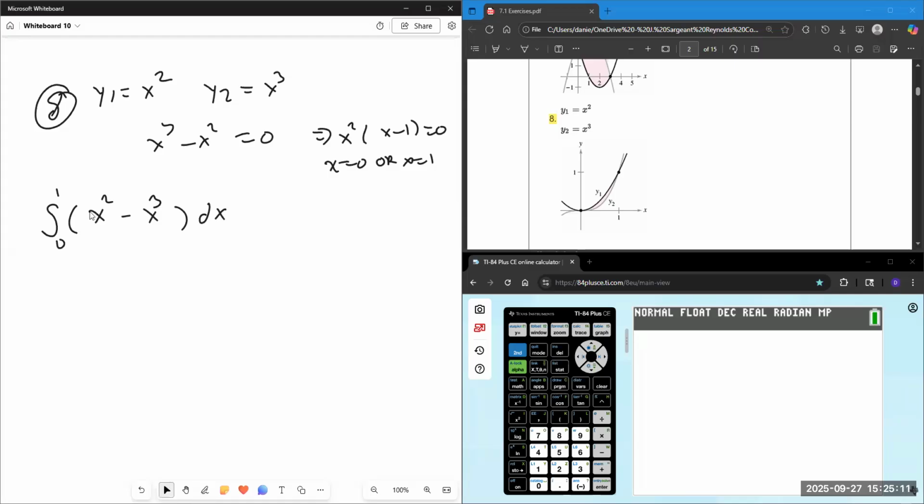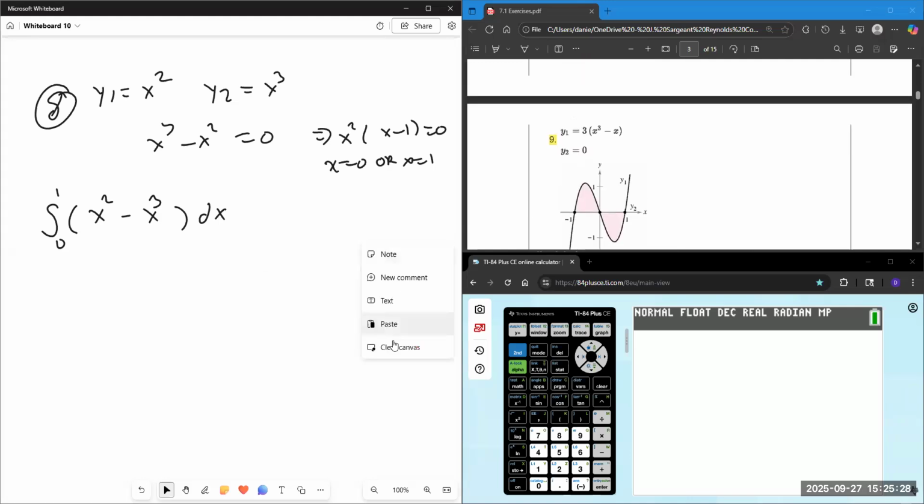You can also maybe see here that the quadratic is above the cubic. The cubic is in light gray, and the quadratic is in dark gray, or is in black there. So let's look at number 9.